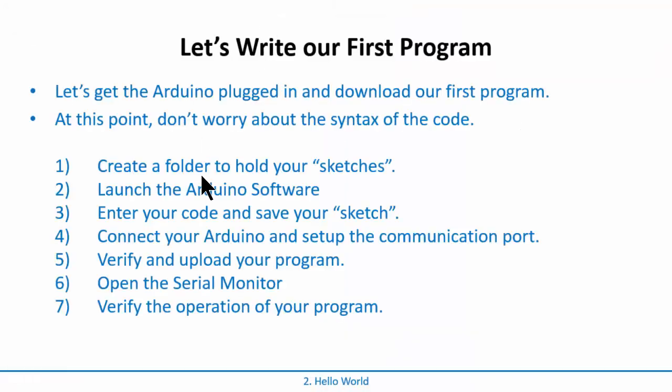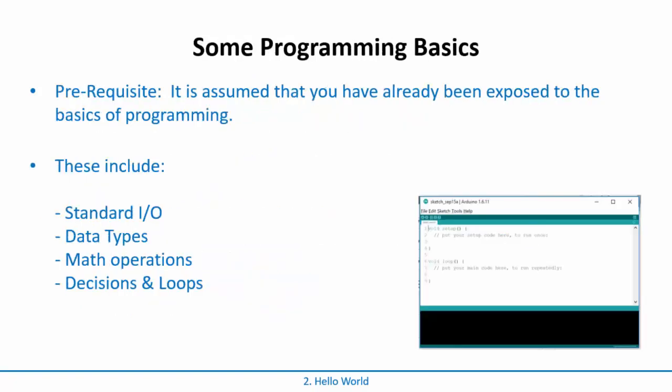Okay. So at this point, what we want to do is get this running, but I want to start doing some basic stuff here, talking a little bit about what's happening. At this point, going forward, there's some prerequisite knowledge that you have to have, because we're going to start programming and start explaining the Arduino and how it's different from a traditional C program. So you should have a basic understanding of standard I/O in a computer program, data types, math operations, and decisions and loops. So if-thens, while loops, and for loops. Okay, so you should have that.